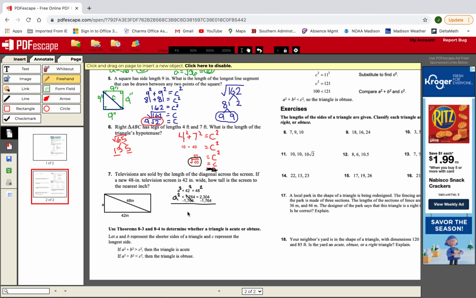That cancels out. And I end up with a squared equals, and we're doing the math. 2304 minus 1764 gives me 540. Okay, 540. All right, so then I know that if I take the square root of both sides, and I want to actually draw that a little bit better because that looks like a 1. I hope that y'all know that that's not a to the first power. That's actually a squared here. Okay. So then when we take the square root of both sides, I've got that a equals the square root of 540.